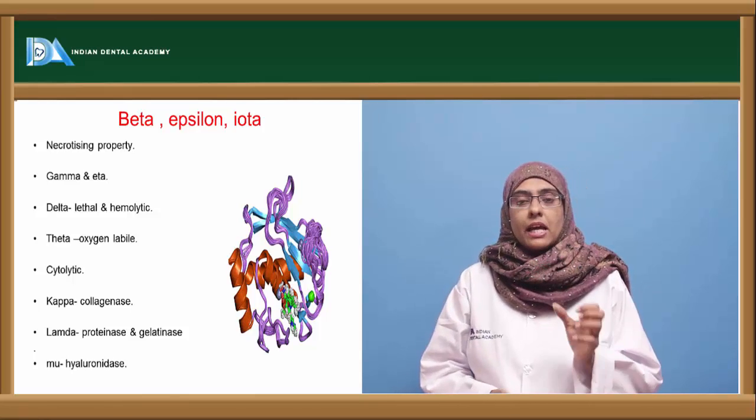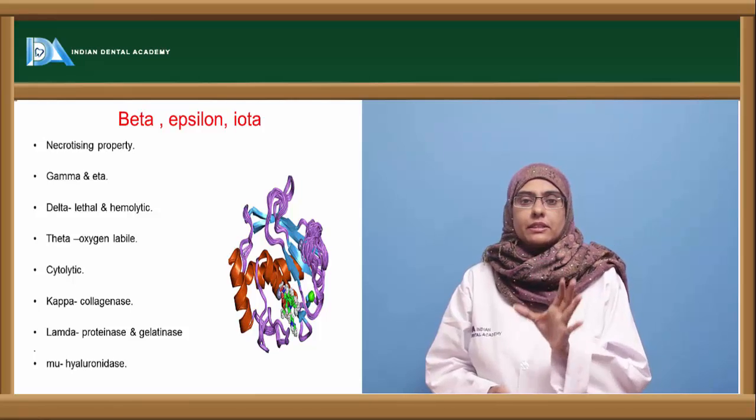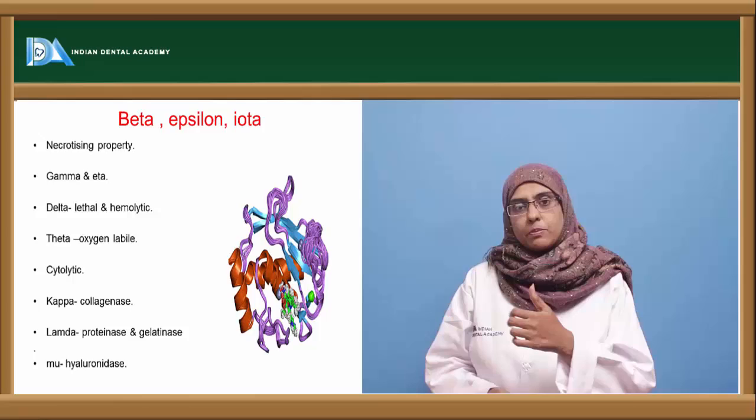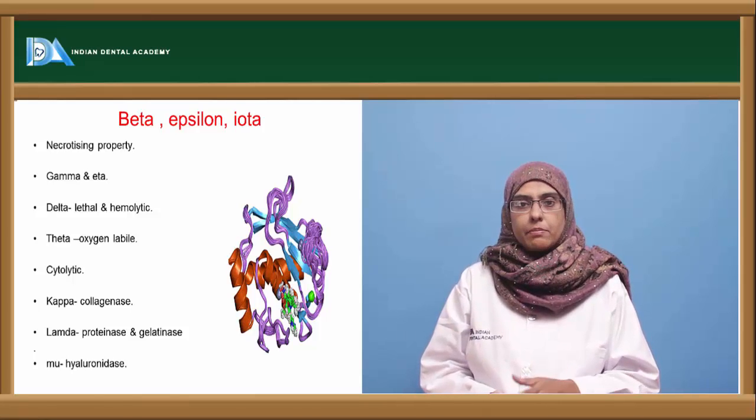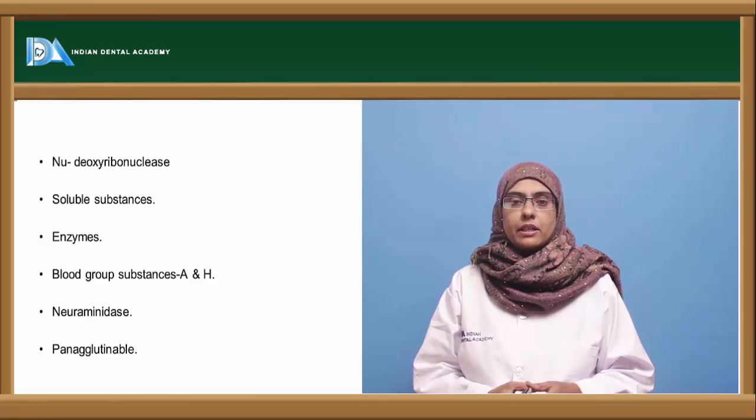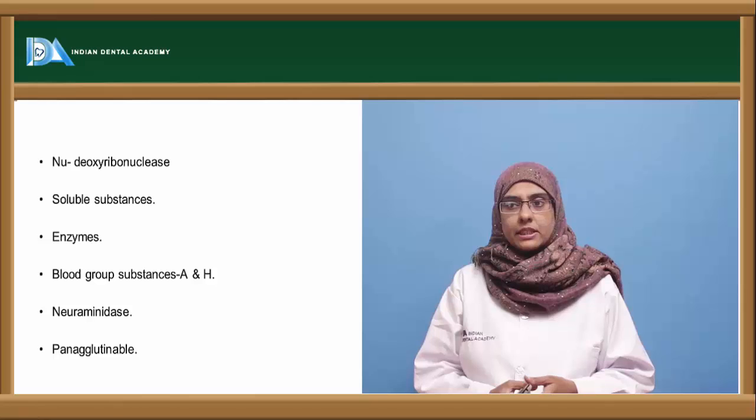Hyaluronidase is an enzyme that breaks down the cementing material between the cells, that is, the intercellular cementing material that is present can be broken down by the production of this hyaluronidase enzyme by the mu. And nu is the one that helps in elaborating deoxyribonucleases that target the DNA.